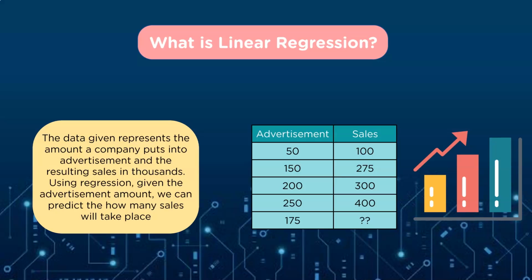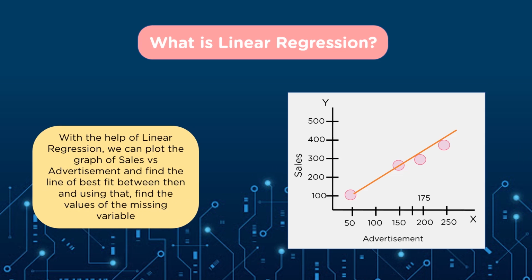Most people, when you're looking at this kind of linear regression, do it by looking at it and saying, oh yeah, I can figure that one out. If I put $50 in, I'll get 100 sales. If I put $150 in, I get 275 sales. If I put $200 in, I get 300 sales. If I put $250 in, I get 400 sales. What is 175 going to be? And you can probably guess. You can probably look at this and guess, it'll be around 280 something, somewhere in there.